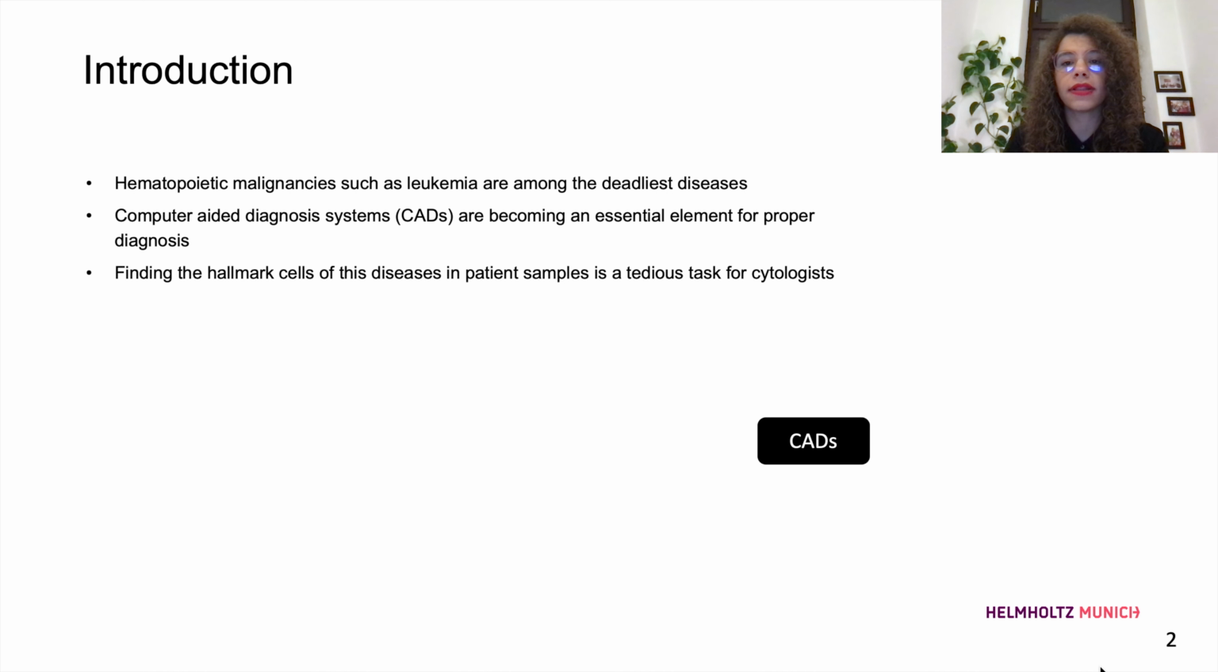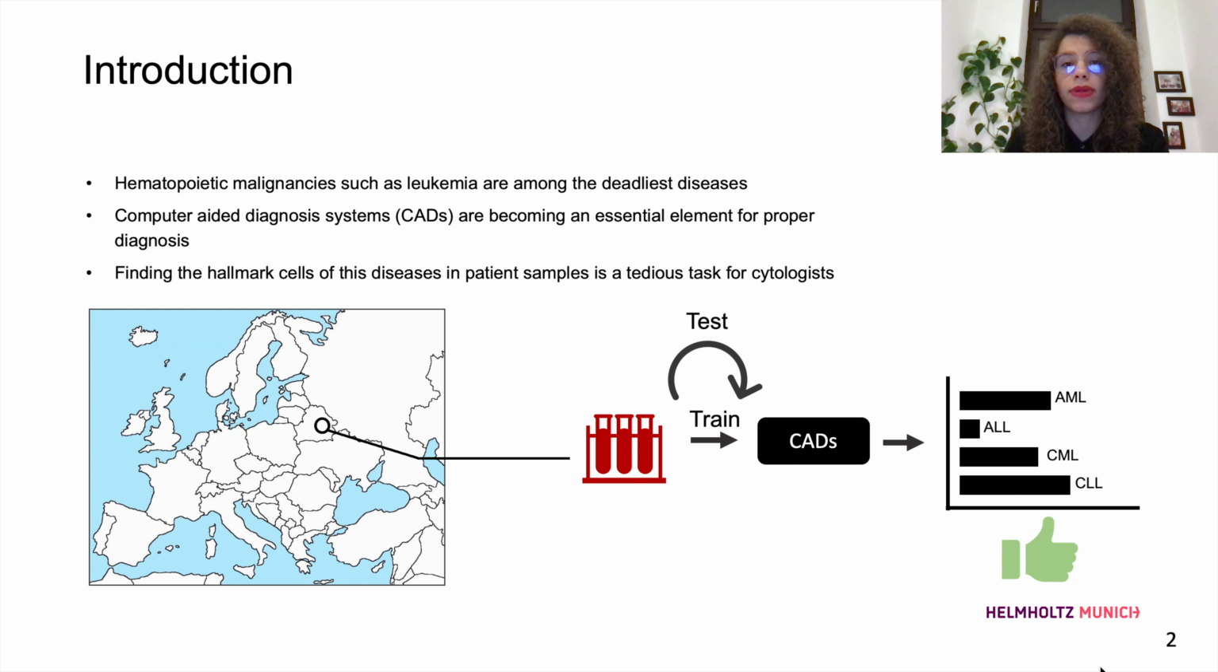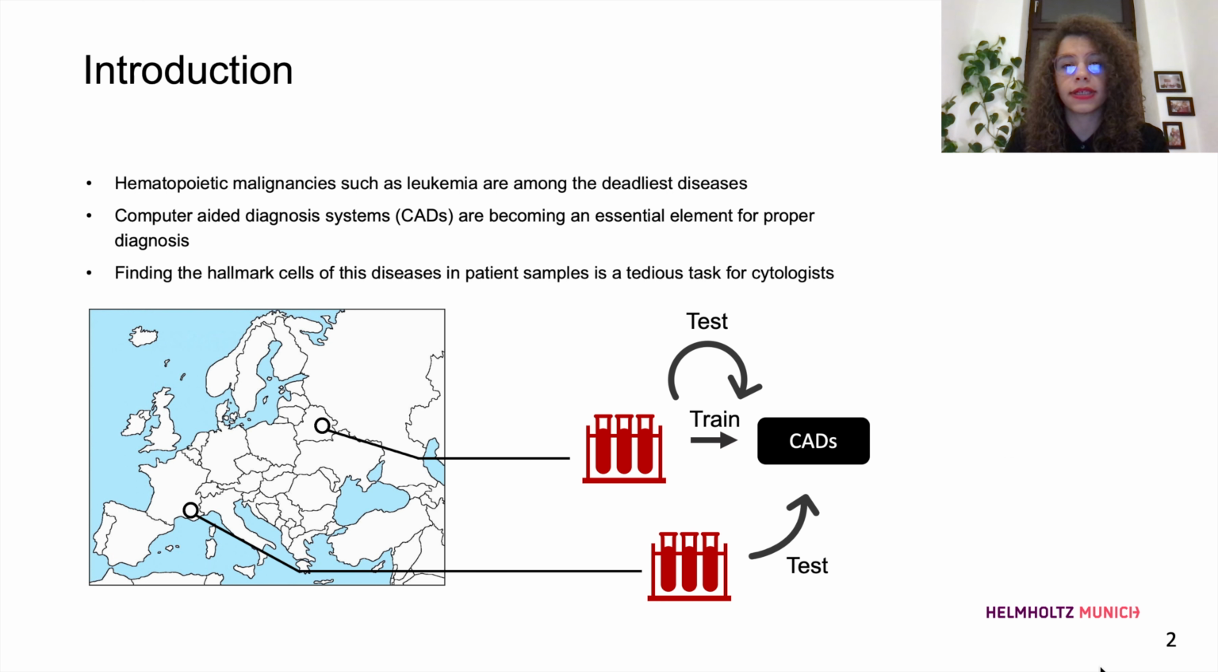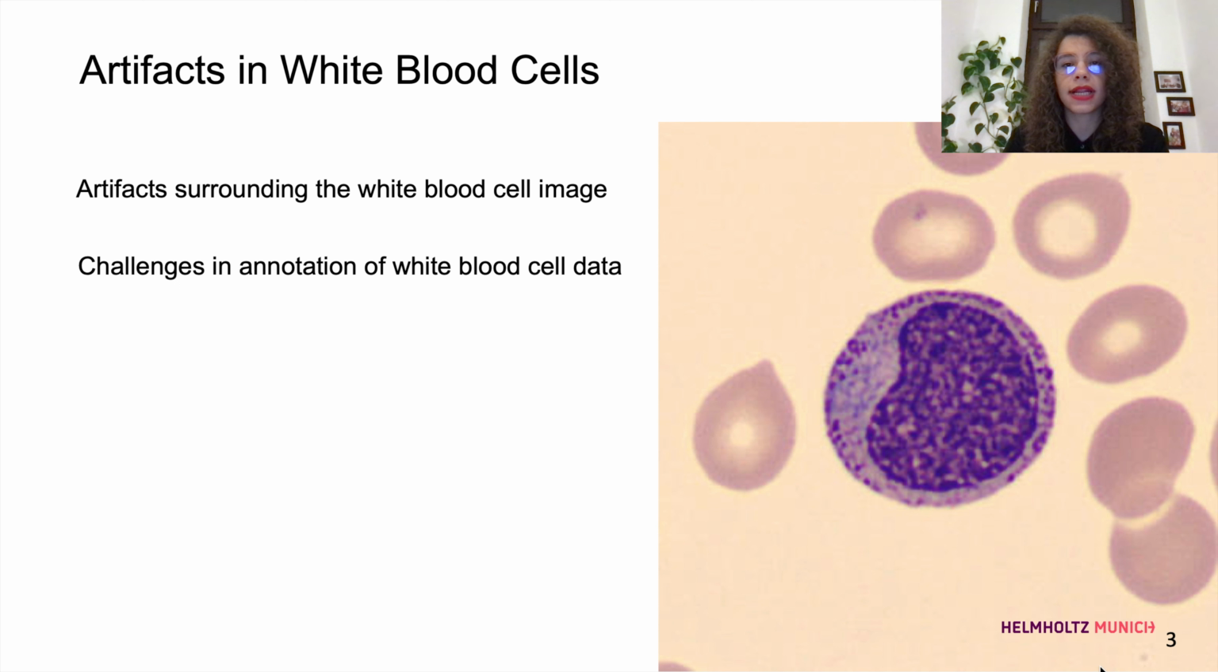When computer-aided diagnosis systems are trained on data from a given center and are tested on the same cohort, the performance is acceptable. While if the data is coming from another center, the accuracy isn't good. And this challenge is called domain shift. Here is an example of images. We want to focus on white blood cells and remove the artifacts surrounding them in each image.